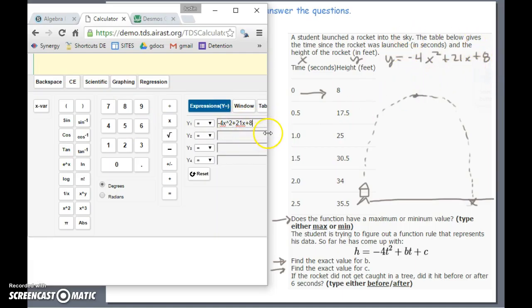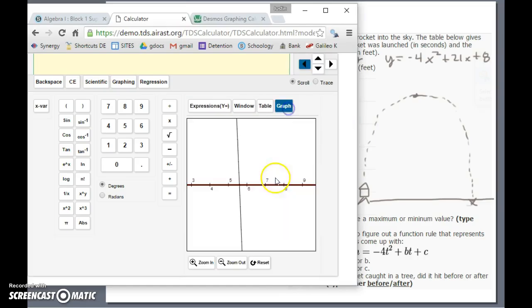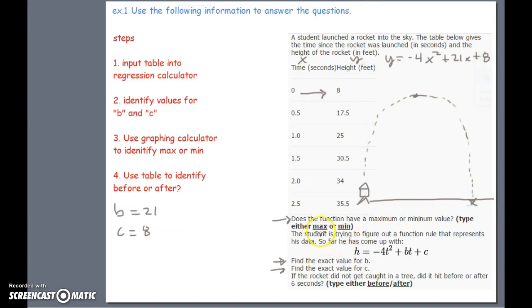So I typed it in already for us, and after I type it in, all I'm going to do is open this up a little bit. I'm going to hit graph, and then I can't really see the graph, so I'm going to go ahead and zoom out. And I got to move the graph over. So I played with the graph using the trace and using the zoom features. And you can see that our quadratic has a maximum value of about 36 and it's opening down. So we can go ahead and say, okay, this quadratic has a maximum value.